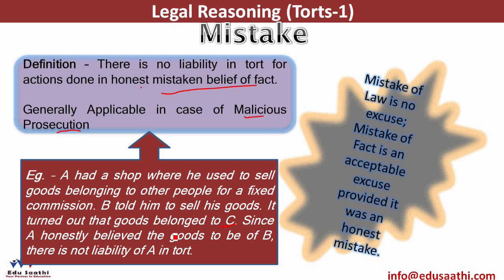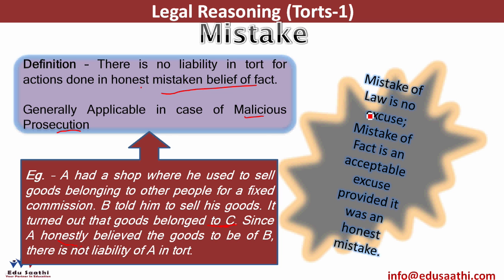Since A honestly believed that the goods were of B, there was no liability of A in tort. In this case, he honestly believed because B convinced him to sell his own goods. So there was no way he could anticipate or know that the goods did not belong to B and belonged to C. So he would not be held liable for the tort because he honestly believed that the owner of the goods was B, not C. This is the defense of mistake which will be available to A.